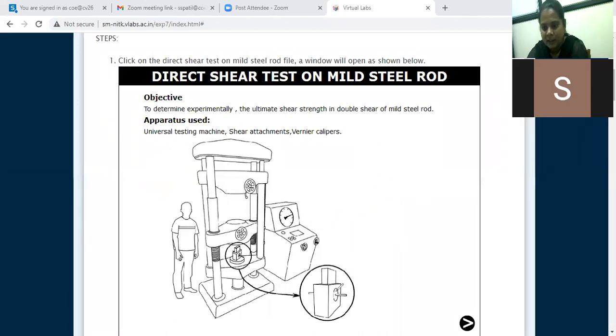In that assembly there are these two plates. By using these two plates, we will apply load on that particular rod. When we perform the direct shear test, load is applied as a uniformly distributed load on that member. So please remember that when you conduct a direct shear test, the application of loading is a uniformly distributed load. Now we will move towards the theory.